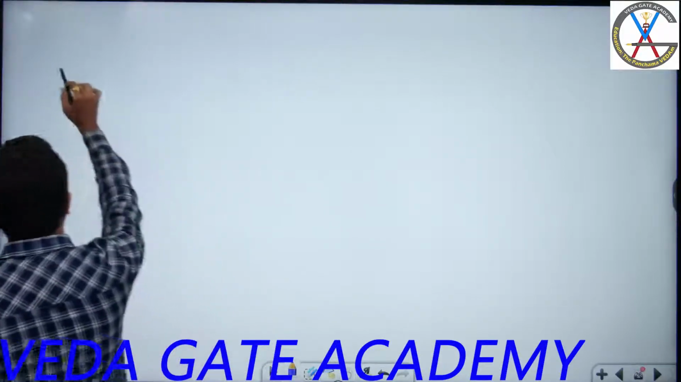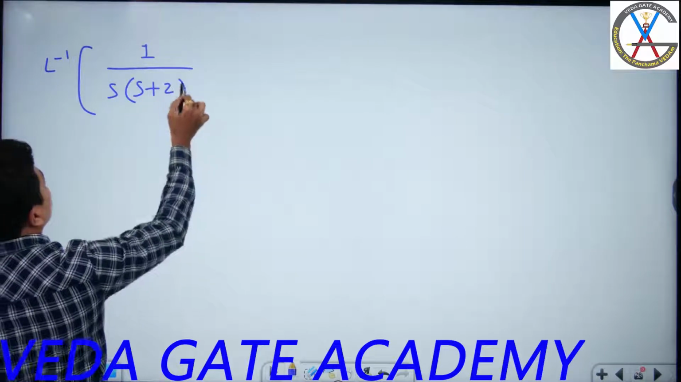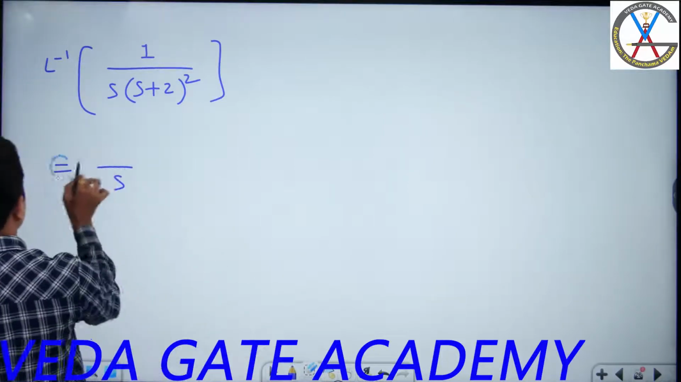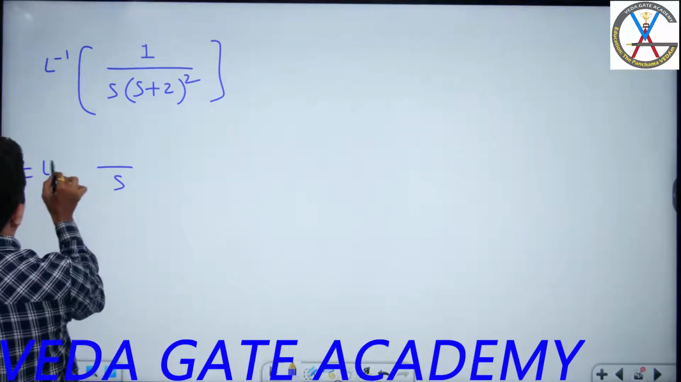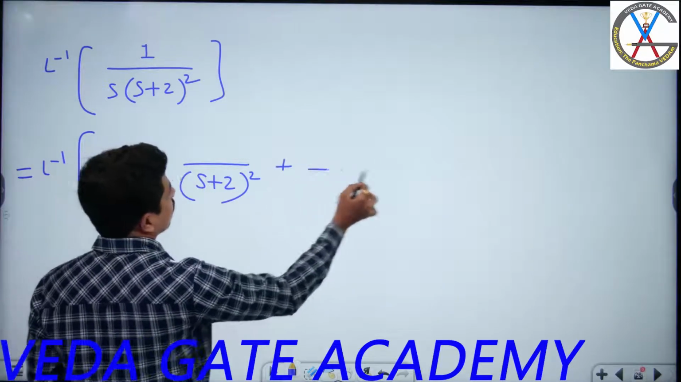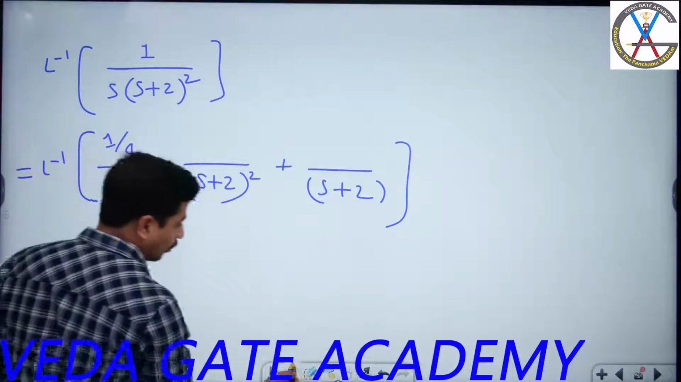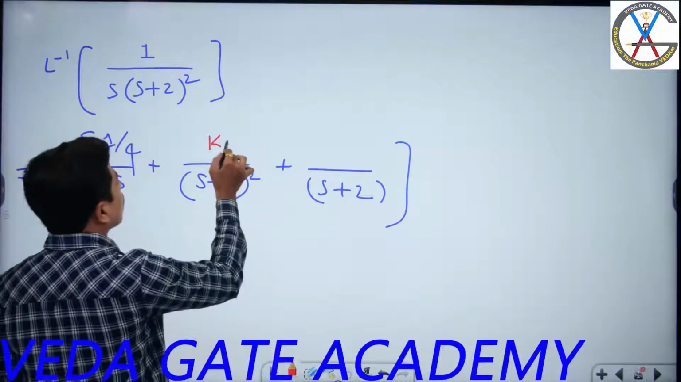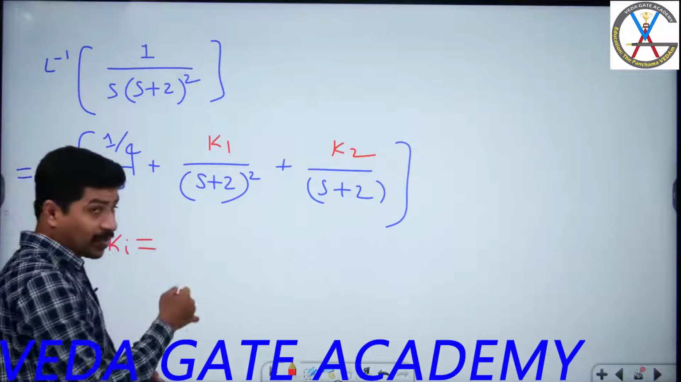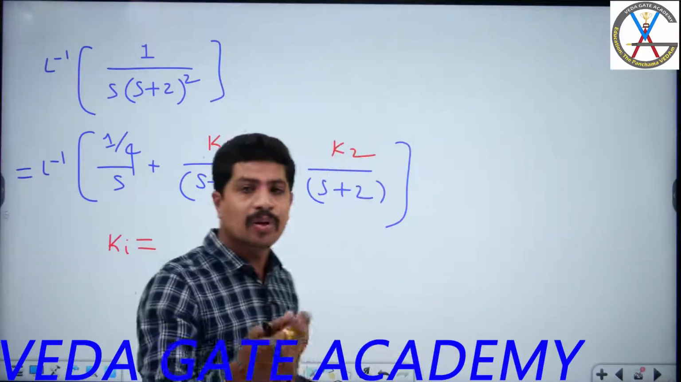Let's take the problem once again here. L inverse of 1 by s into (s plus 2) whole square. Yes, this is s. Let's write L inverse here. This is equal to L inverse of A by s, plus k1 by (s plus 2) whole square, plus k2 by (s plus 2). We got this as 1 by 4, and we take this one as k1 and this one as k2. Why am I writing this many times? So that you will understand, remember, and execute. That's why I am doing it again and again.